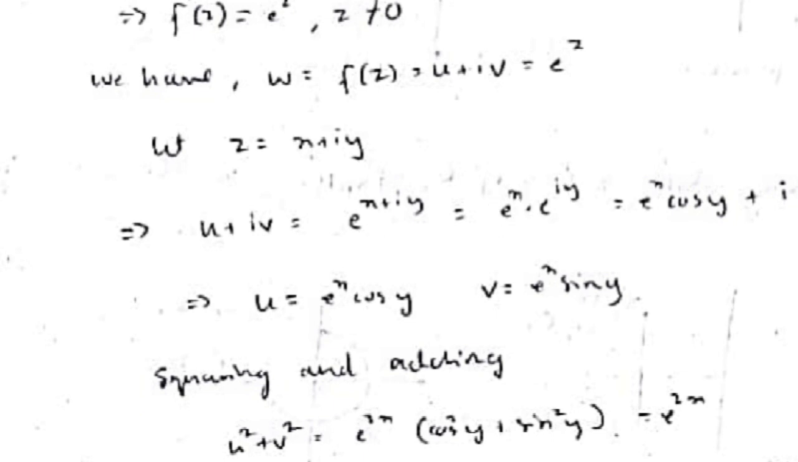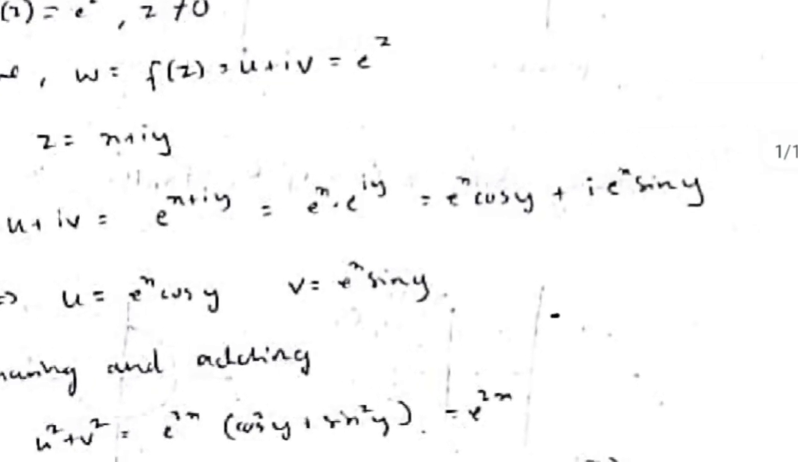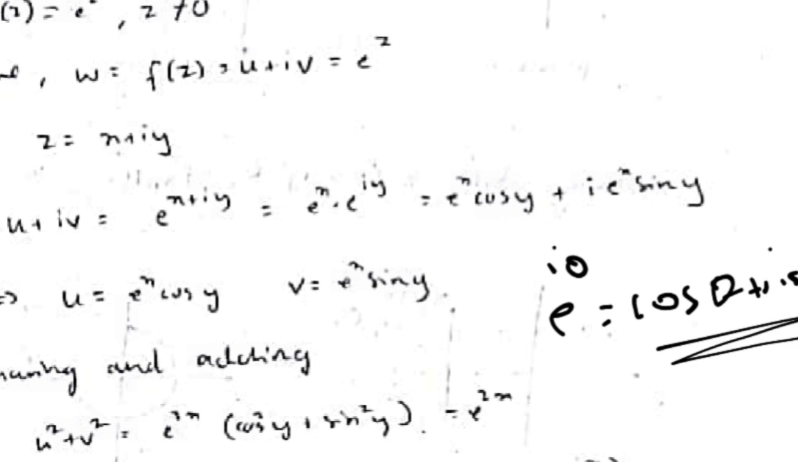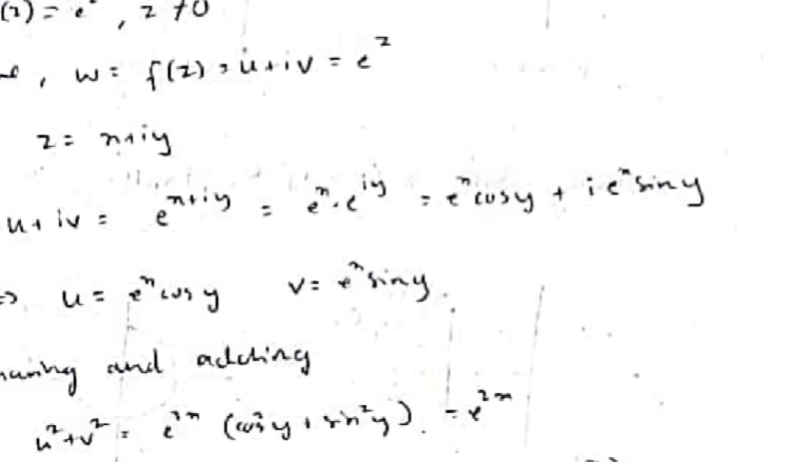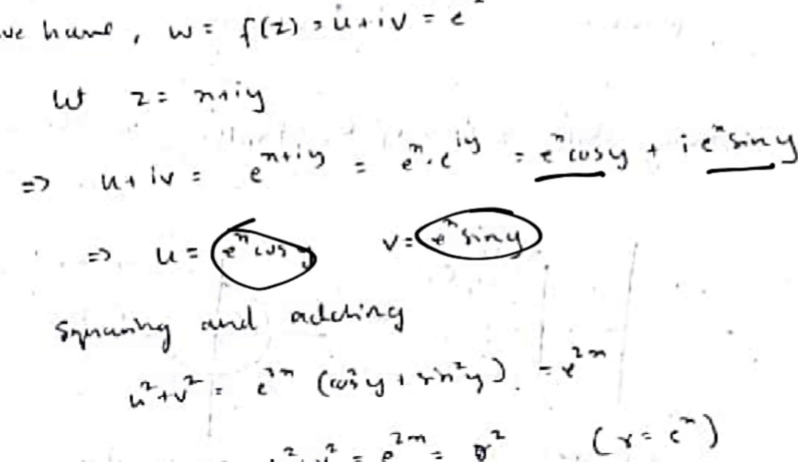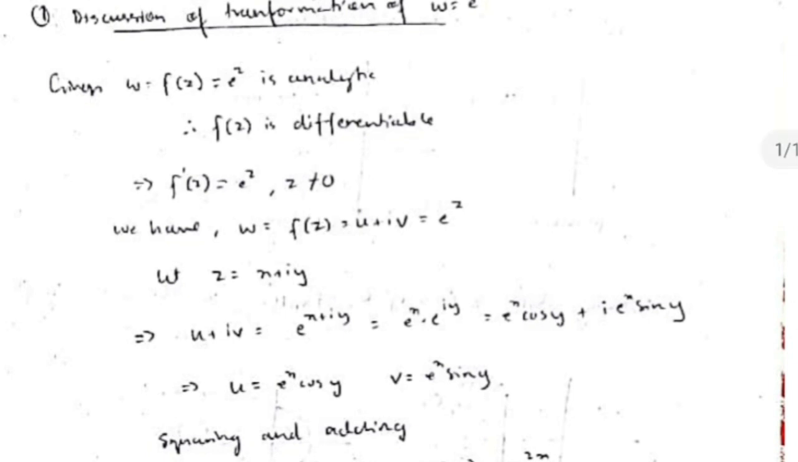Then you have to use this formula, which is e power i theta is equal to cos theta plus i sin theta. In case you have minus i theta, you will have cos theta minus i sin theta. By using this equation, you will be separating the real part and the imaginary part. Real part will be e power x cos y, imaginary part will be e power x sin y. So the first step we did is substitute the value of z in the given equation and then separate the imaginary and the real parts.